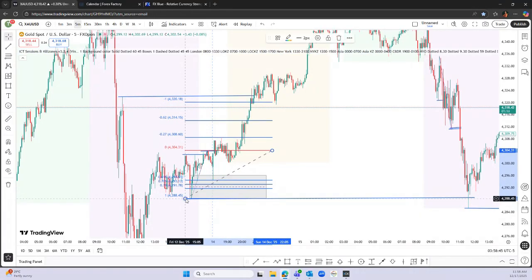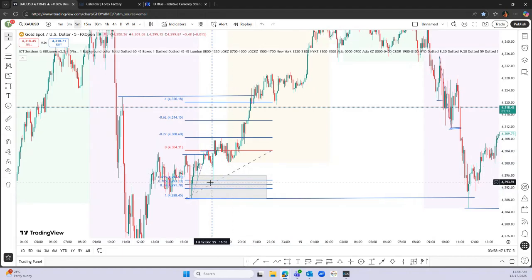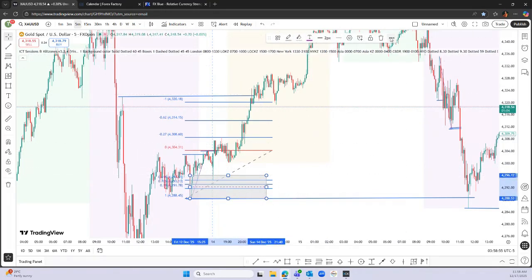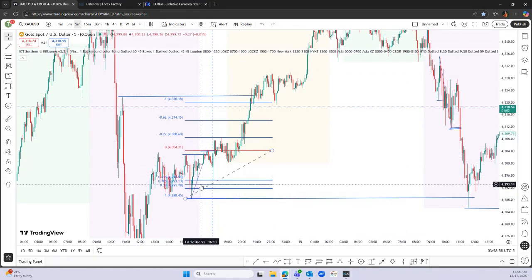Okay, the price came all the way to the Fibonacci level, which is in discount, and in discount the smart money looks for buying opportunities. So I can now delete that, right? So we see the price coming to these particular points. We have marked our Fibonacci.